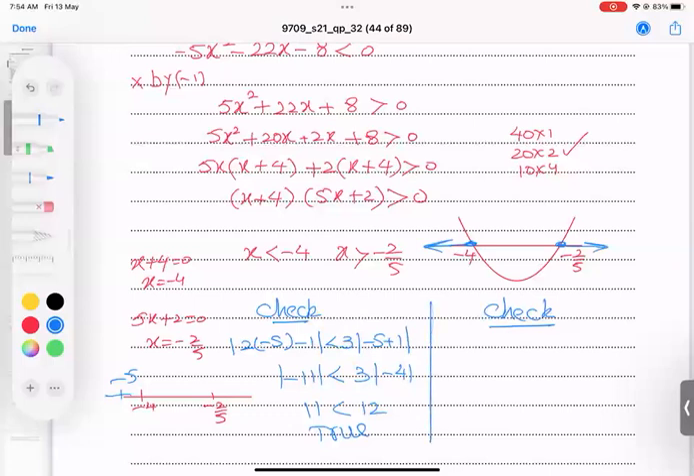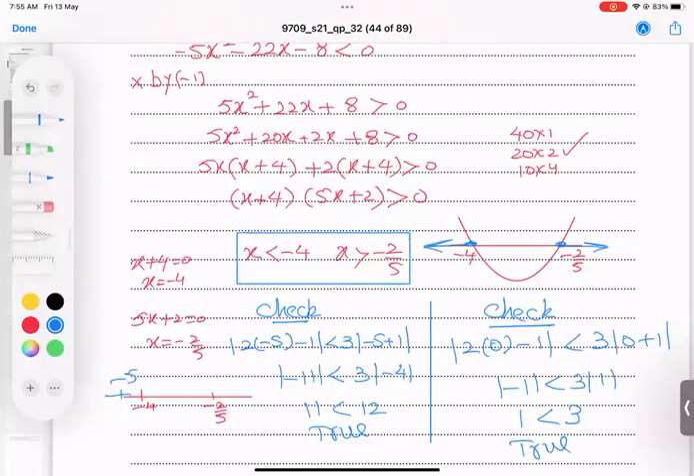Similarly, I check for the second interval. Okay, what is a number bigger than this one? It's -2.5. We can put any number, but I think 0 is the ideal number. So this becomes -1 modulus. Here I get 1. This is 1 and less than, so 1 is less than 3. Yes, true. That means it's also a correct answer. So both answers are right answers. Sometimes one is true, one false, so we take only the true part.